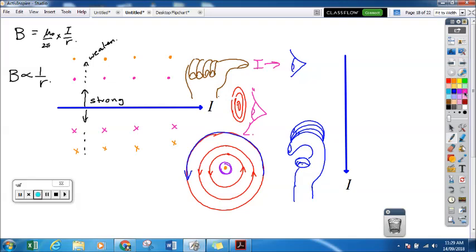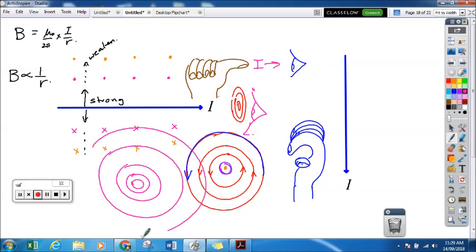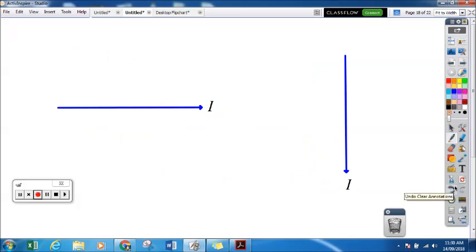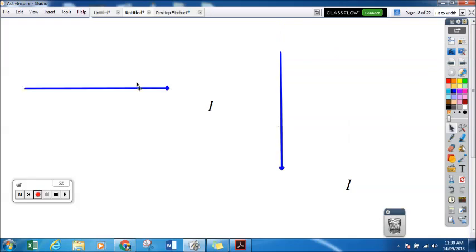Don't forget though that the closer you are to the wire, the stronger the field is. So the circles should be closer together as you go in, and then they get further and further apart as you go further out. Okay. Let's try and draw the magnetic field around this straight conductor here going straight down. So looking at this one now.